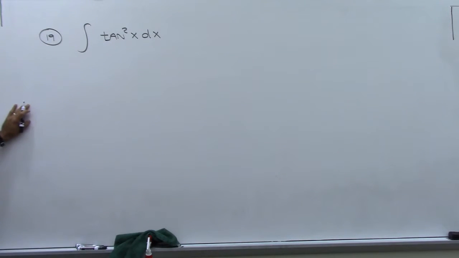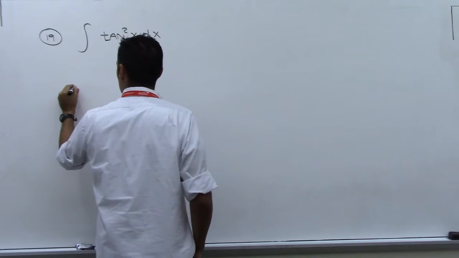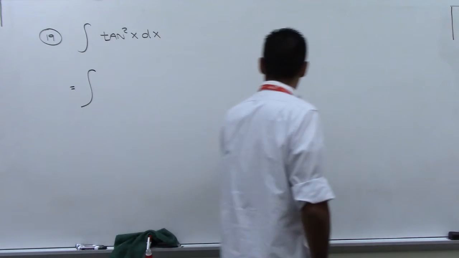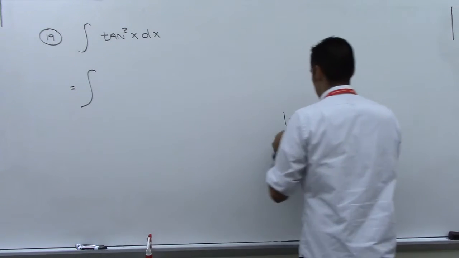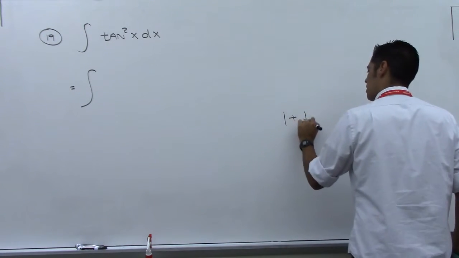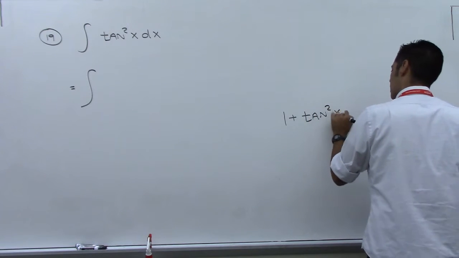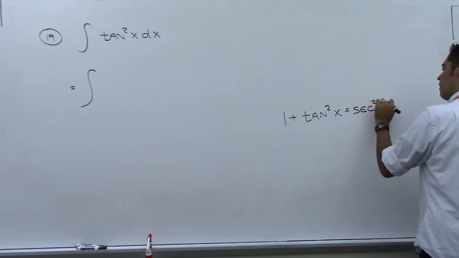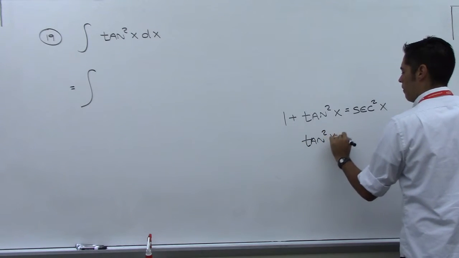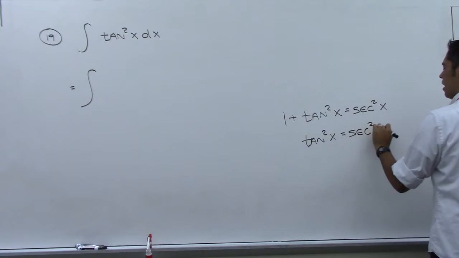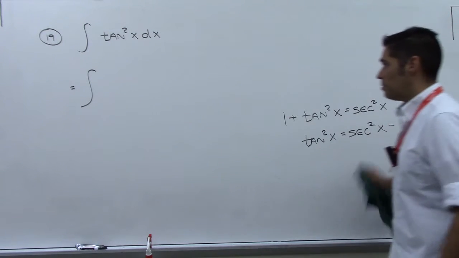So I don't know what the antiderivative of tangent squared is. That's what we're trying to figure out. But I do know this, going back to the Pythagorean identity, 1 plus tangent squared x equals secant squared x, that if I move the 1 over, just subtracting it on both sides, I can rewrite it this way.